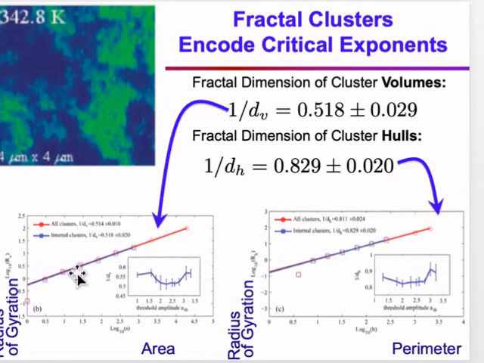And here we've extracted it as 1 over the fractal dimension. We can also do something similar with the boundary, or the hull. So the edge of this cluster is also fractal, it's not smooth. And so here we would simply count how many pixels are in the perimeter and plot the log of the radius of gyration versus the log of the perimeter. That also allows us to get a critical exponent that's about the edge.